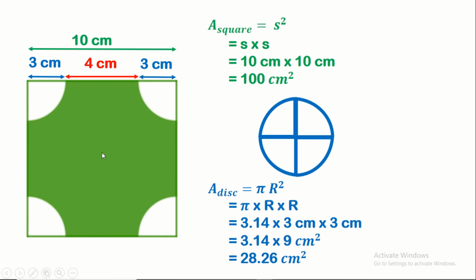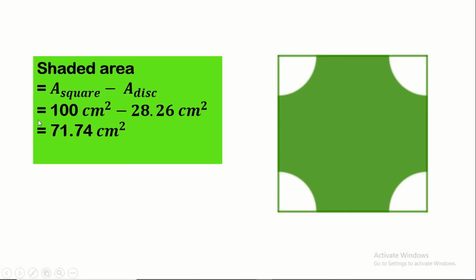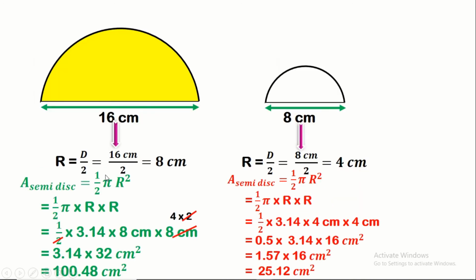Now what about the shaded area right now in this figure? Can't we say that it's the area of the whole square minus the area of the disk? So it's 100 cm squared minus 28.26 cm squared, which gives us 71.74 cm squared.